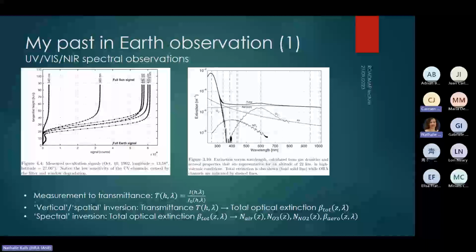Basically, what is it that I did? UV-vis, near-infrared spectral observations. You have transmittance measurements through the atmosphere. Occultation. Transmittance measurements through the atmosphere at different wavelengths. You convert them into local total extinction at a certain spot in the atmosphere. Here is the spectrum. This is the total extinction. You try to separate the different contributions from the different gases, NO2, ozone, this is the air scattering, this is the aerosol scattering. And sometimes it can be tricky, sometimes it's very obvious.